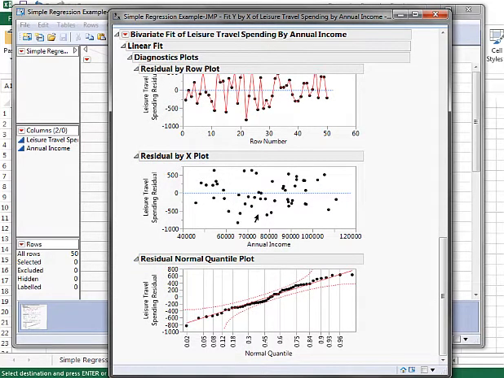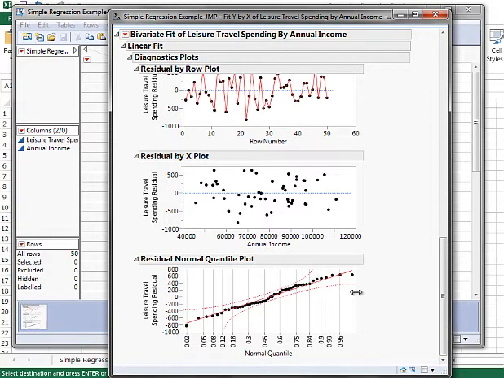The Residual by X plot shows the graph of errors, residuals, against the predictor, annual income. Again, we can see the random scattered points around the zero line. If these points are concentrated on one side, a positive or negative area, or a smaller or larger area, then we have a problem with the model.